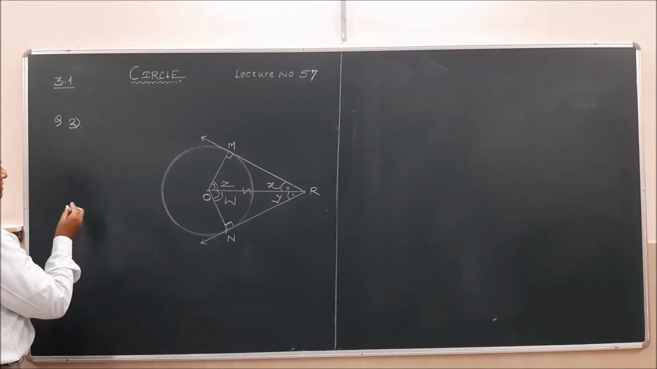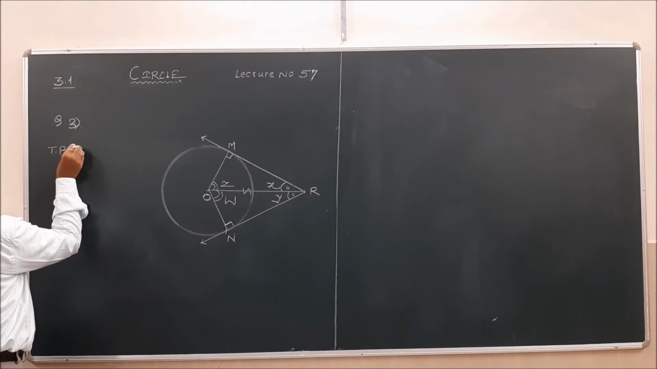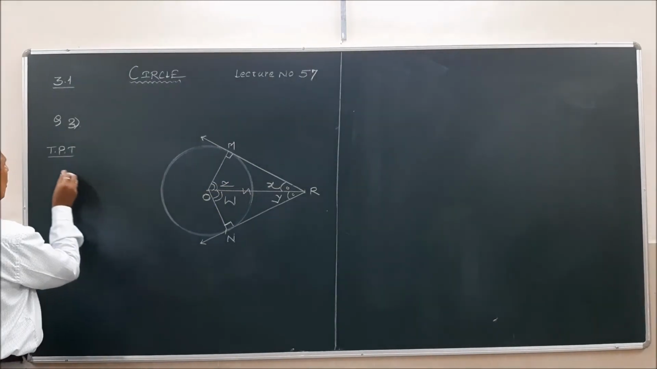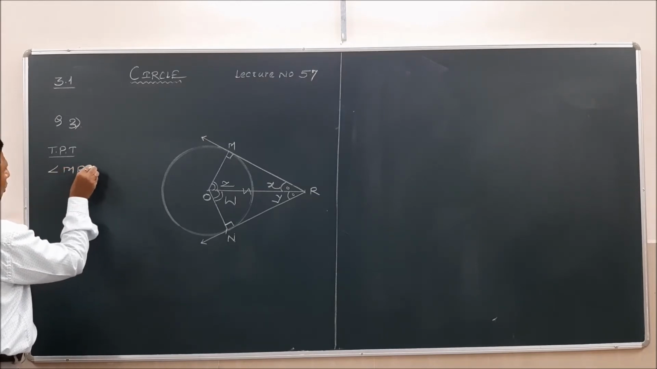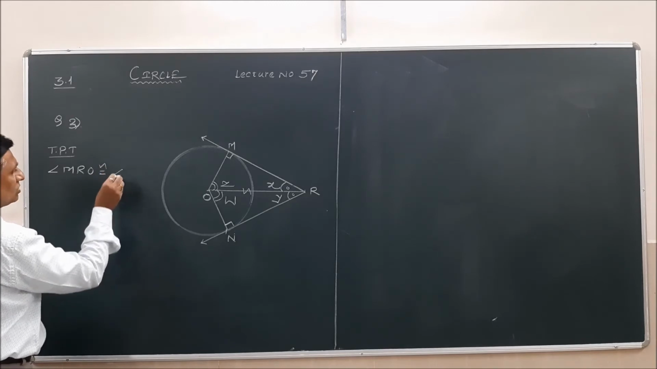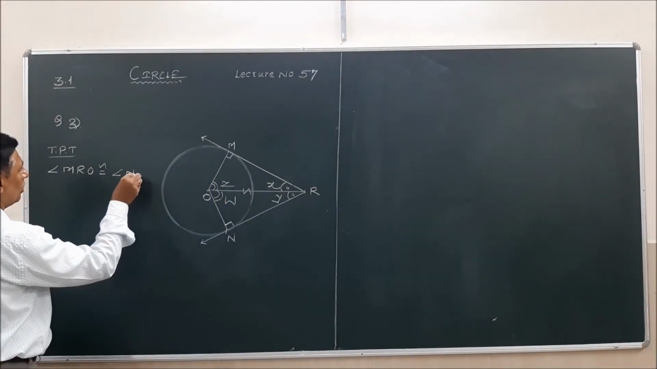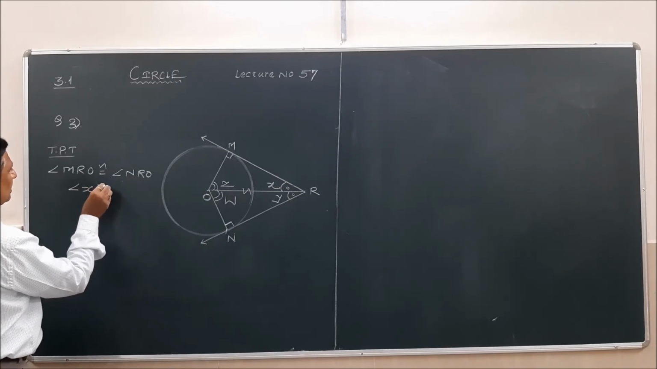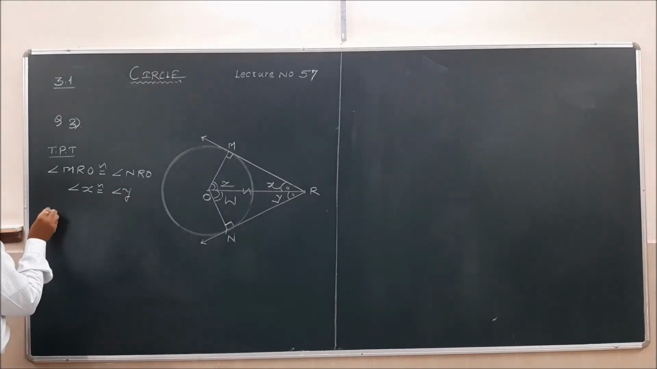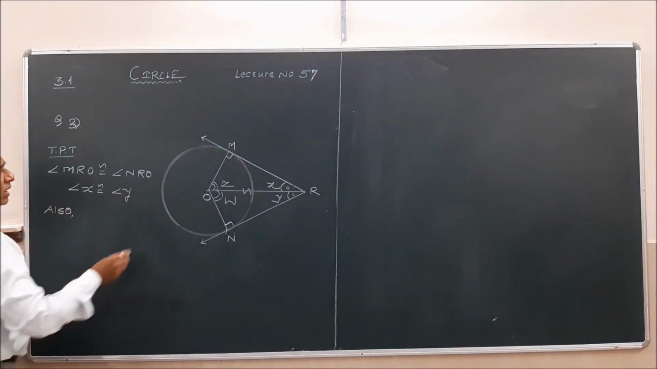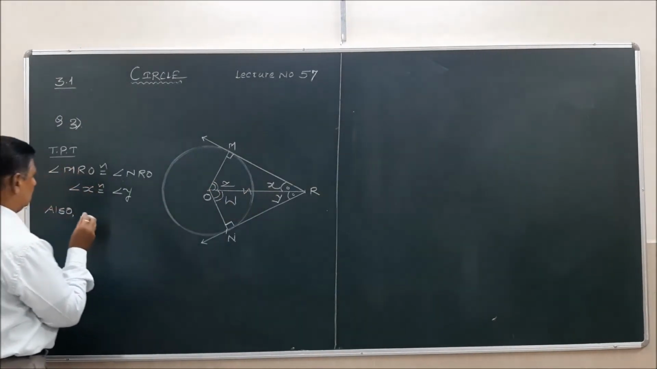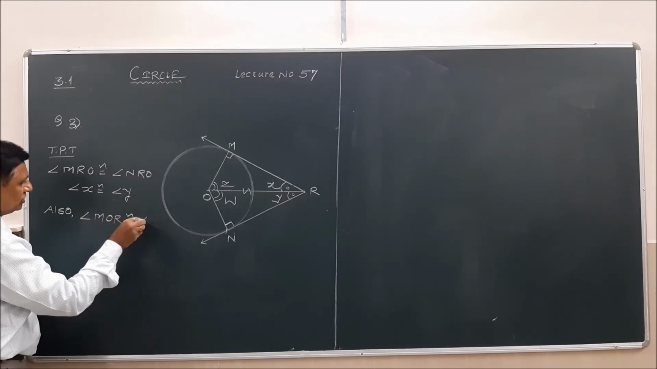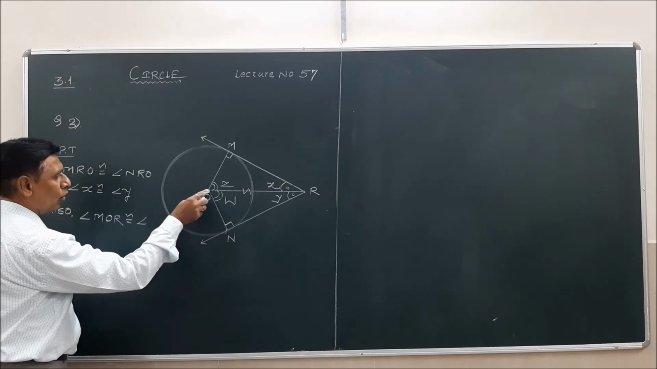Okay. So you will find, to prove that, since I have labeled it X and Y, I'll write angle MRO is congruent to angle NRO. I write over here angle X is congruent to angle Y. Also, we have to prove angle MOR is congruent to angle NOR.